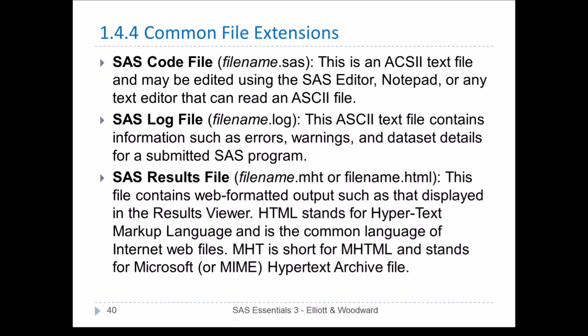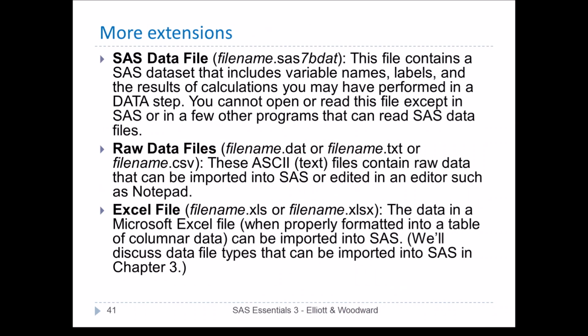The results file is web-formatted output that's either saved as MHT or HTML. MHT stands for Microsoft Hypertext Markup Language. The SAS data file has a peculiar extension, .sas7bdat. This file contains not only the data, and we're going to learn how to create these files later on, but also labels and other kinds of things within that SAS data file. Oftentimes, when you share data files with someone, or maybe you download a data file from a government database or whatever, it'll have this .sas7bdat extension.